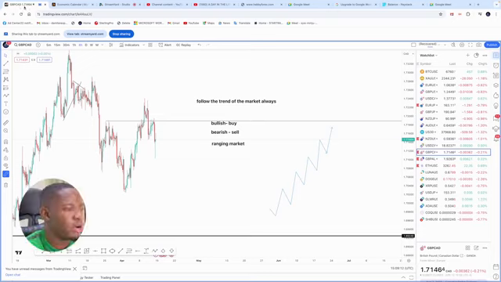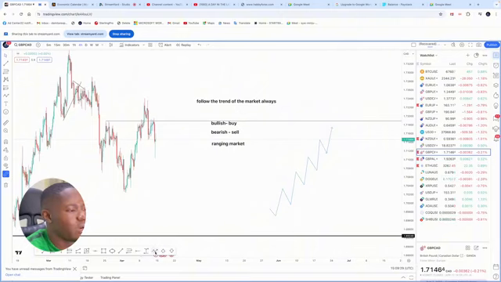Now that's it about the bullish market. So I'm going to delete this. Now, when I mean a bearish market, I said a bearish market is a situation whereby the market has been dropping, has been going down. And when I mean going down, this is simply the opposite of this, all right?